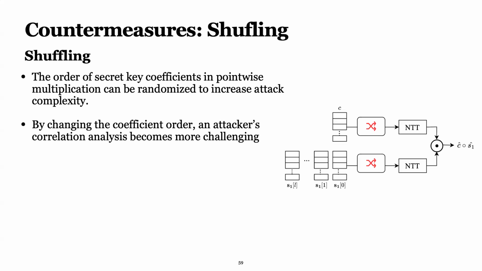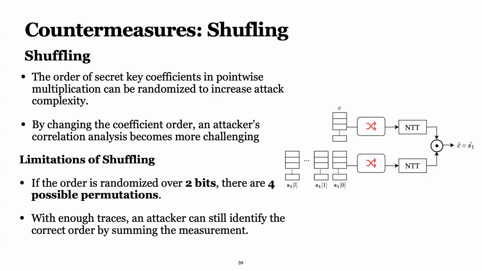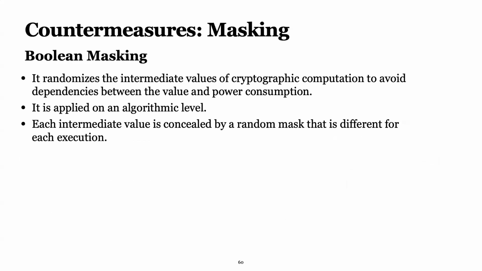So this is how shuffling can be applied. I was saying that each coefficient will go through this NTT operation. So we can switch the coefficient order before going to the NTT to challenge the attacker, because the attacker cannot understand which order is being processed right now. This is the idea of shuffling. And then we have masking. Masking is more challenging because we have Boolean operations and arithmetic operations. For Boolean operations, I'm talking about, let's say, XOR or OR. For arithmetic operations, I can talk about addition and multiplication, which are more complex.